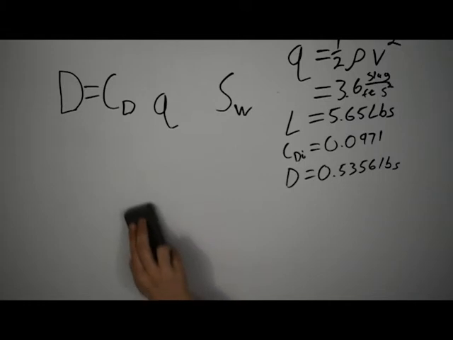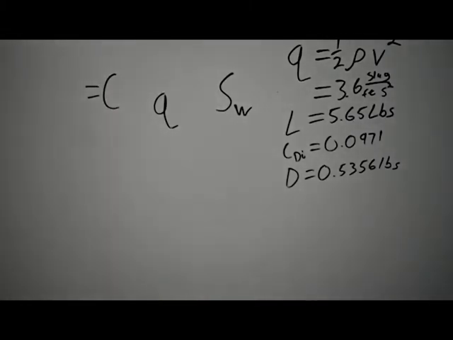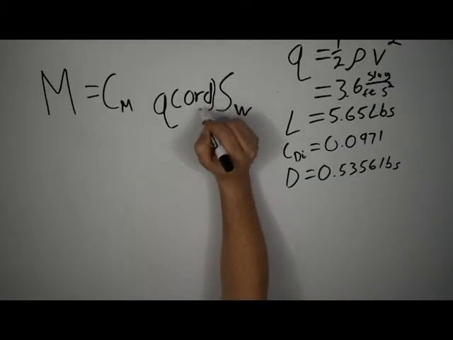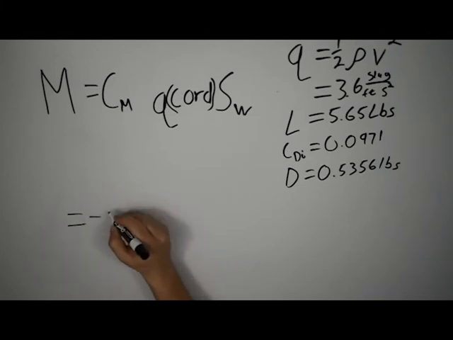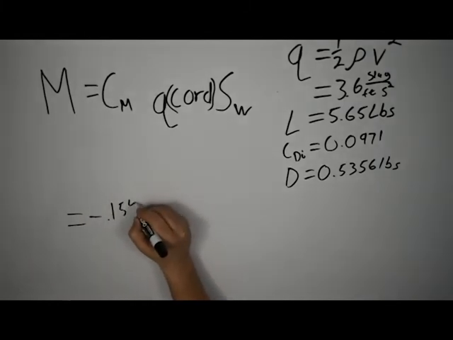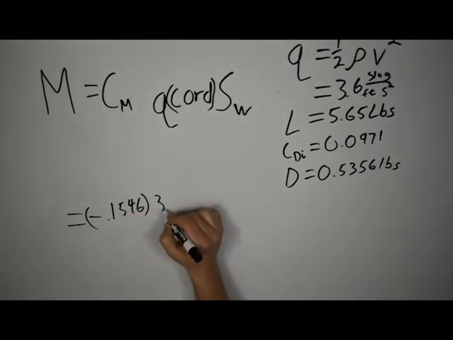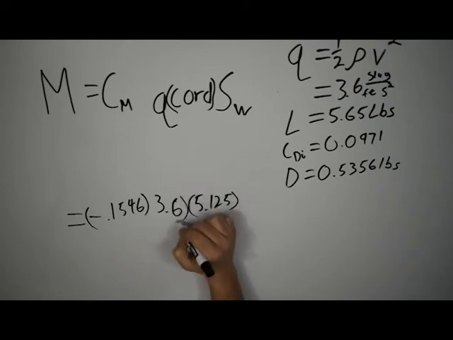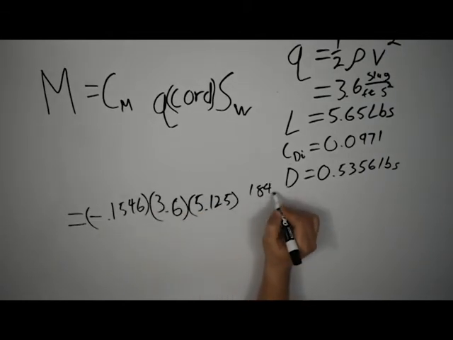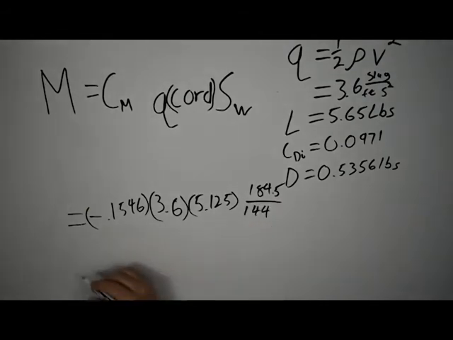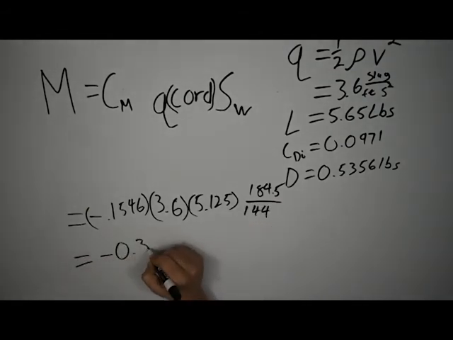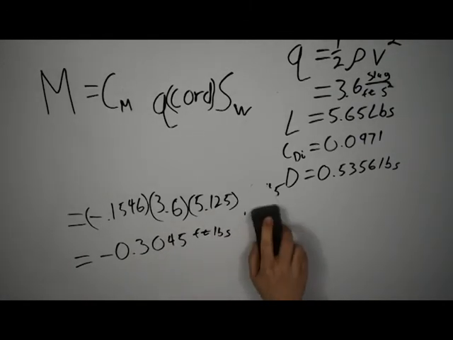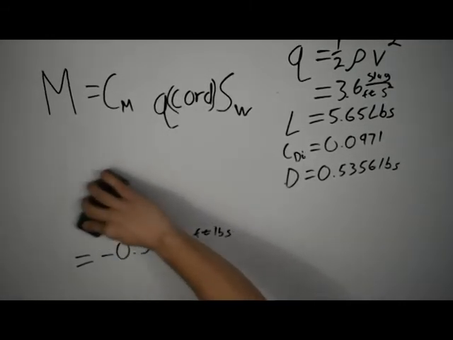We're going to calculate the pitching moment using the equation pitching moment is equal to Cm times Q times surface area of our wing times the chord. So plugging in our numbers, we have our pitching moment, which is minus 0.1546 times 3.6 times our 184.5 divided by 144 for square feet. And we're going to multiply that by our chord length of 5.125 inches. We get that our final pitching moment is negative 0.3045 foot-pounds. The negative sign indicates that the leading edge of our wing is going to want to move down.